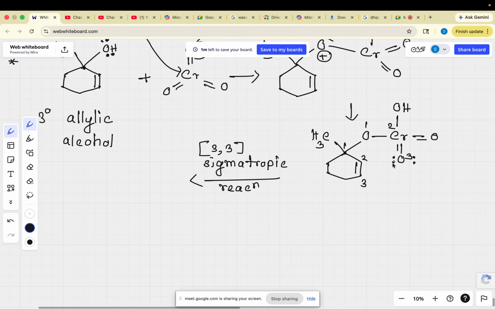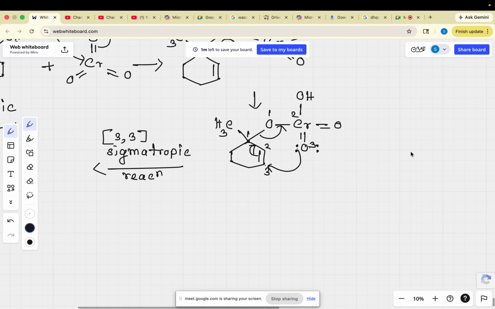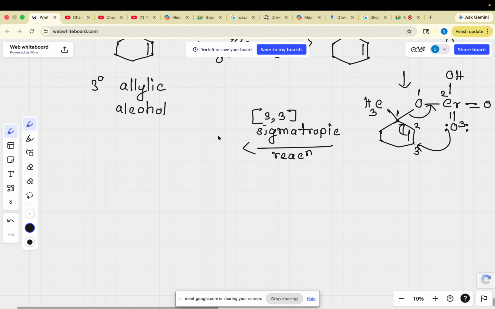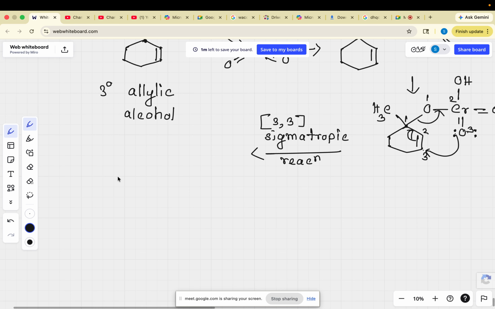Oxygen has lone pairs, all of you know that. So what will happen? Oxygen will attack this 3 position, from 3 position to 3 position. When oxygen donates the lone pair to this carbon atom, this double bond will shift to here, and this bond will break. Clear? So here you will get a transition state like that.